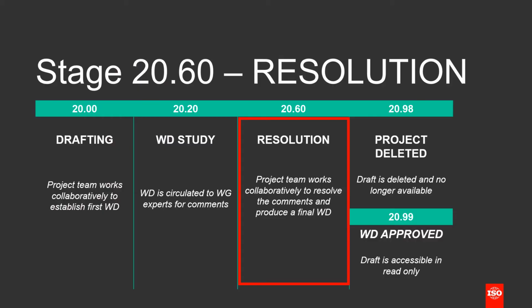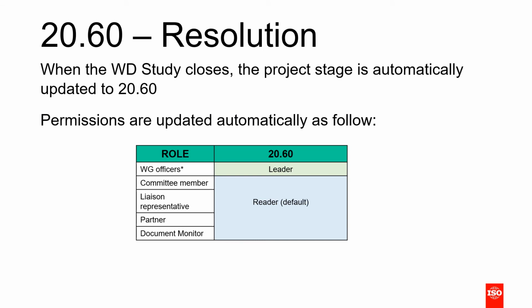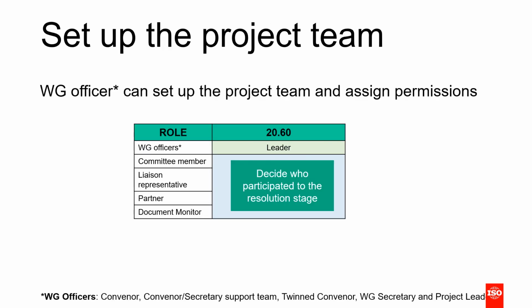Once the working draft study closes, the project stage is automatically updated to stage 2060, resolution. At stage 2060, again the permissions are automatically updated, so the working group officer becomes leader again. The rest of the group have read-only access. The working group officer can then set up a project team again and assign permissions as required to working group members in order to work through the comments and resolve them.